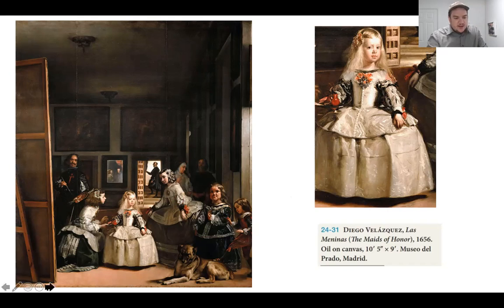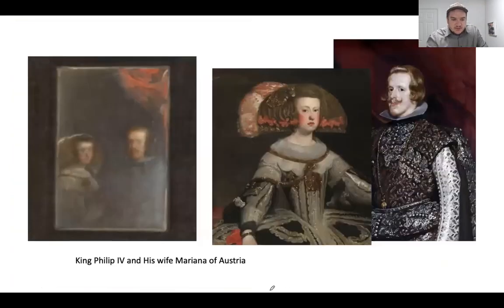I just wanted to show this little image. These are two other paintings that Velázquez did. I put them next to the reflection here so you can see clearly who's in that reflection back there.